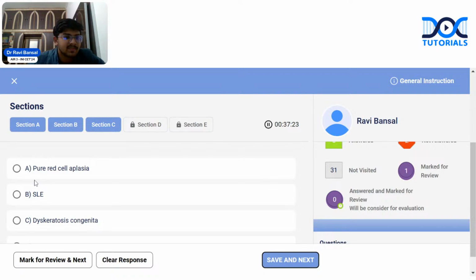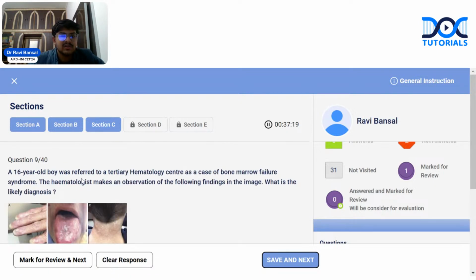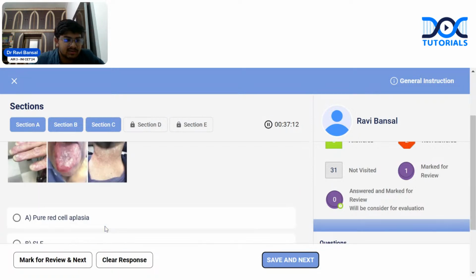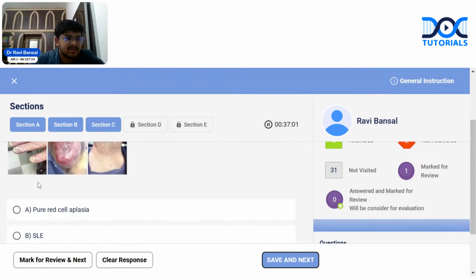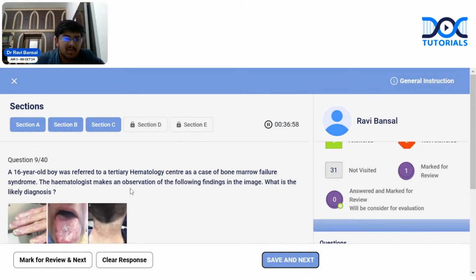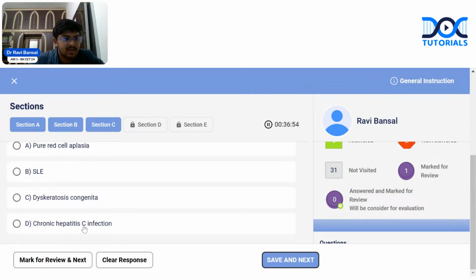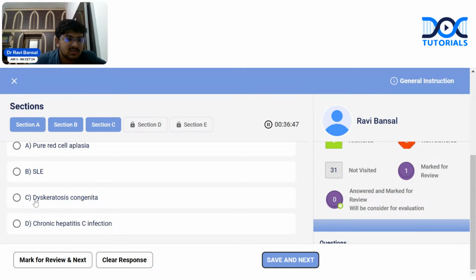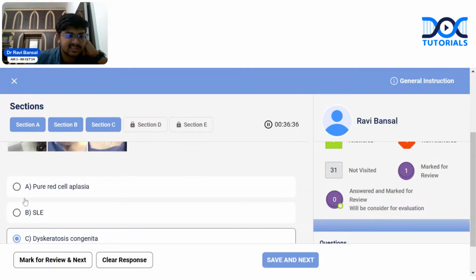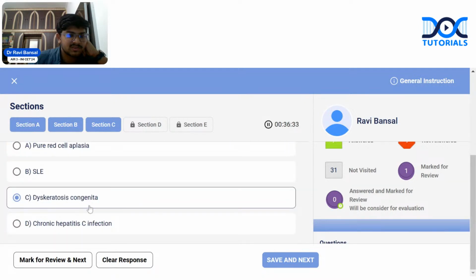Pure red cell aplasia, SLE, dyskeratosis congenita, chronic graft infection. So bone marrow failure plus changes in nail, tongue, and neck, so some ectodermal defect. Pure red cell aplasia, you do not see these kinds of features on the tongue. SLE obviously cannot happen. Chronic graft infection, there is no bone marrow failure or these kinds of changes. Lichen planus we can see in chronic graft infection, but I don't think there are tongue and nail lesions. Dyskeratosis congenita, this looks right. I have studied this condition in bone marrow failure syndromes, and dyskeratosis implies an ectodermal defect, with changes in skin, nail, or hair. So this is the best option, I think.